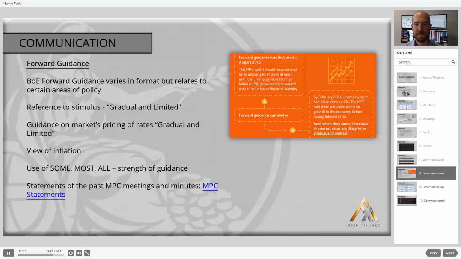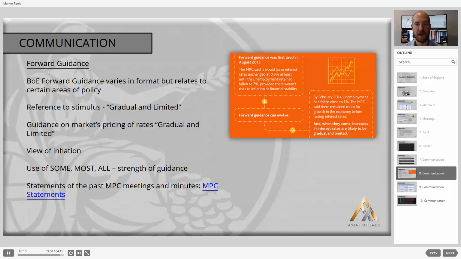That's potentially going to create the next up, in terms of their strength of guidance, and this is quite key. Bank of England will use generally one of three words. They will use either some, most, or all. And this is to give a sense of how the members viewed certain elements of their forward guidance. They don't give you a vote breakdown on members' willingness to use gradual or members' willingness to use limited. They will just give a consensus idea of this. So some, most, or all being the way that they show strength in their guidance.